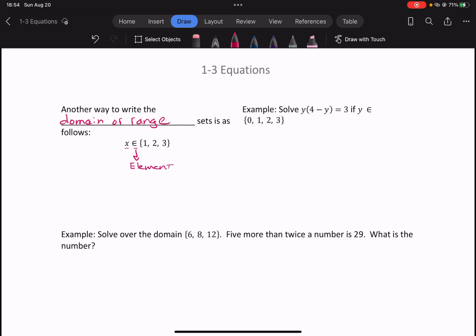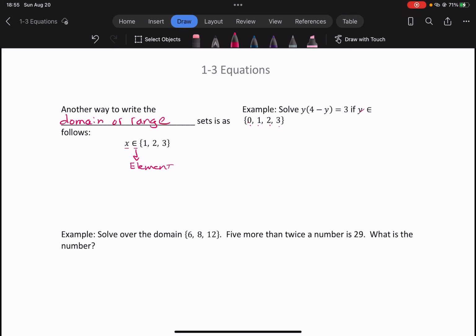So let's look at this one. I have Y is the element. Y can be an element of 0, 1, 2, or 3. So I know that Y can be 0, Y can be 1, Y can be 2, Y can be 3. So try this one. Take those numbers 0, 1, 2, 3, plug them in for Y, and see which ones of those equals 3.